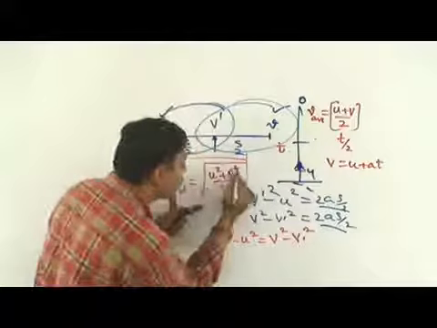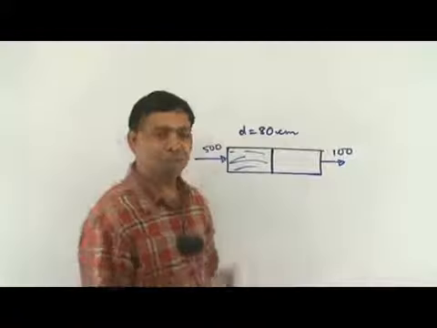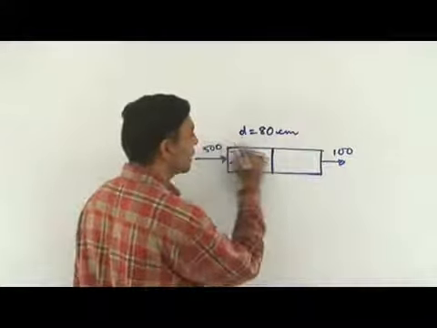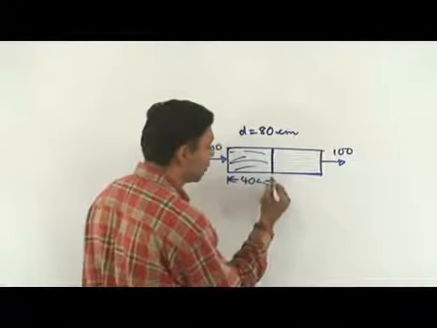But this is 0, so this will be what? Obviously u by root 2. Fine. Something like this. Suppose it's given a bullet fired at 500 into a plank, comes out with 100 meters per second. Thickness of the plank is given 80. Instead of 80, suppose the thickness of the plank is just 40 centimeters. With what velocity the bullet will come out?